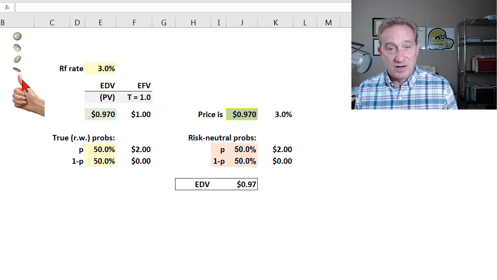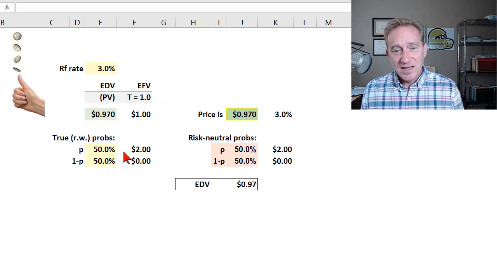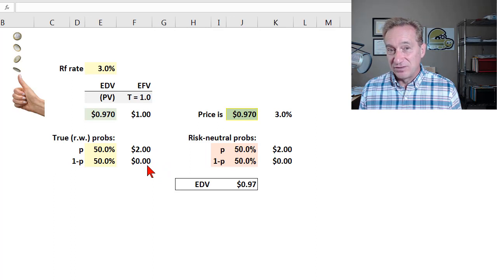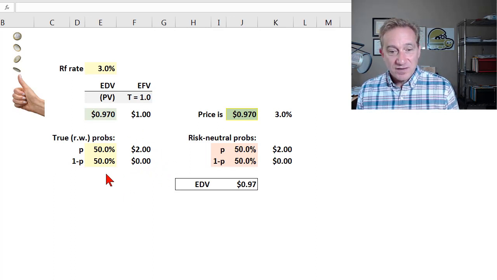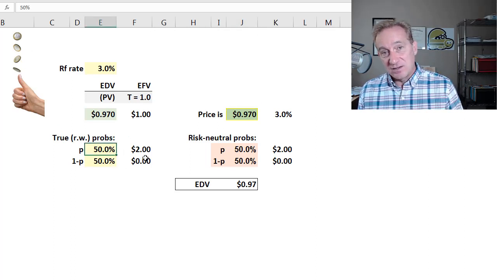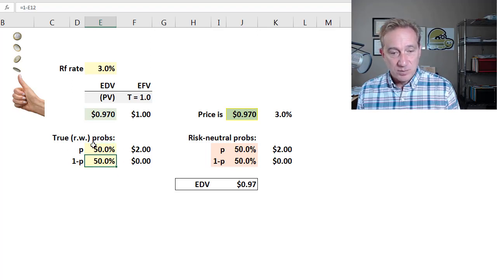At the end of the year, we're going to flip a coin, and if the coin comes up heads, I'm going to pay you $2. If the coin comes up tails, I'm going to pay you 0. So in derivatives, this is a cash or nothing, which is a form of binary or digital option. And it's a fair coin, so our true probabilities are 50% of a heads and 50% of a tails. We also call the true probabilities the real world probabilities.